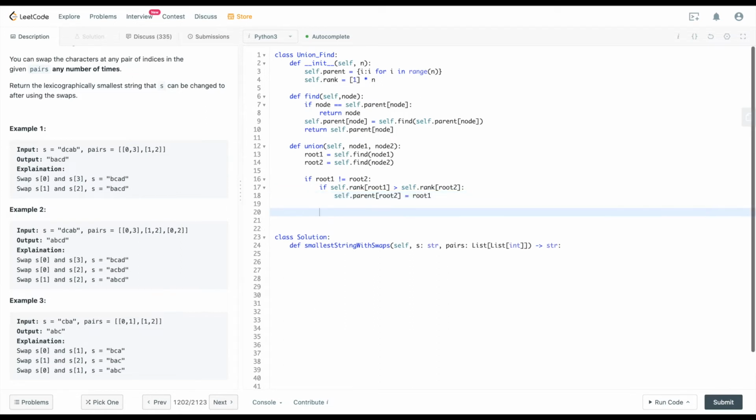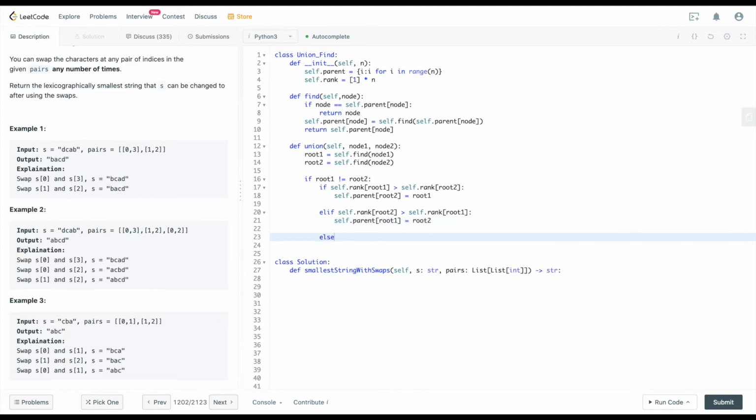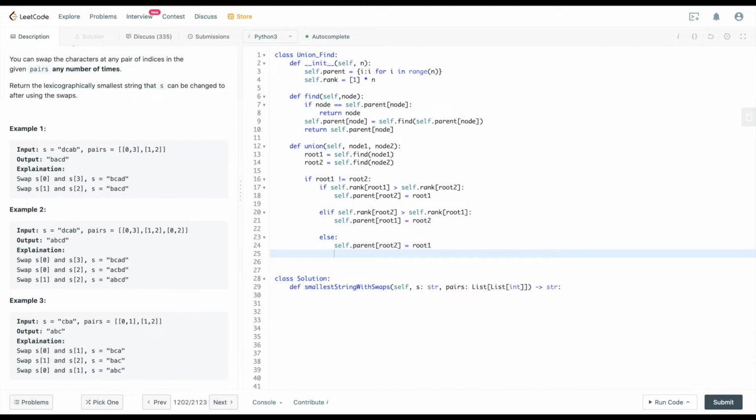and if it's the opposite, we can merge root 1 into root 2. And in the other case that their rank is equal, we can just default, it doesn't really matter which merges into which one, so you can default it so root 2 always merges into root 1 if their rank is equal.